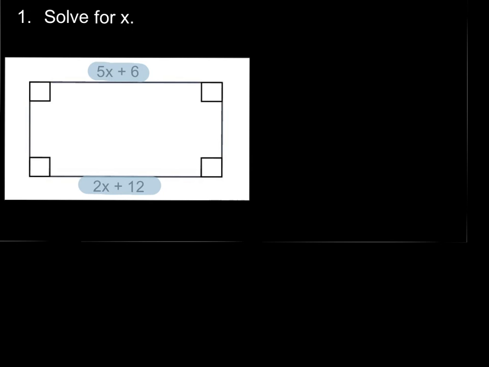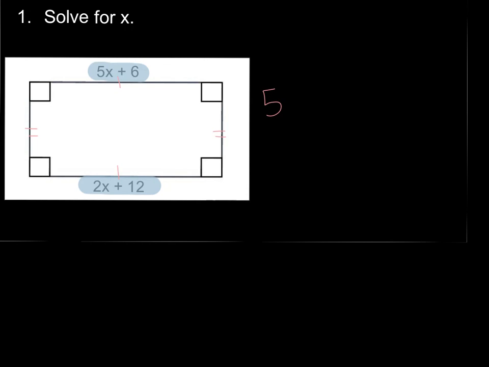And there is a property that we wrote in our foldable that says that opposite sides are congruent to each other. So this top side is congruent to this bottom side, and the right side is congruent to the left side. So that's why we're able to use that property to set up our equation. If I have two things that are equal to each other, we pretty much just put an equal sign in between them. We set them equal to each other.